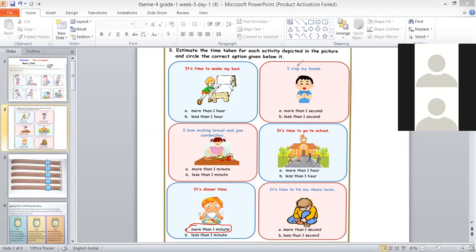Riyansika? Yes, ma'am. Yeah, what is there in the last picture?